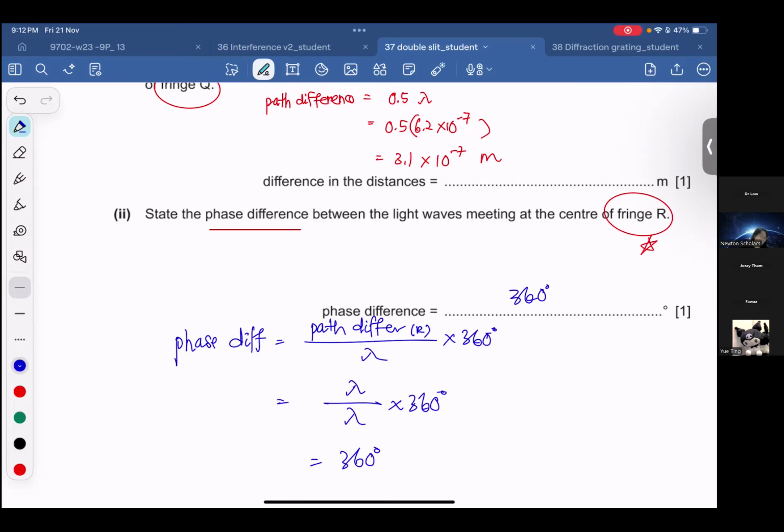Yes, Manjo, correct. Manjo, I think it's because you're still using Q, is it? Fringe Q, right? Yes. So read the question.